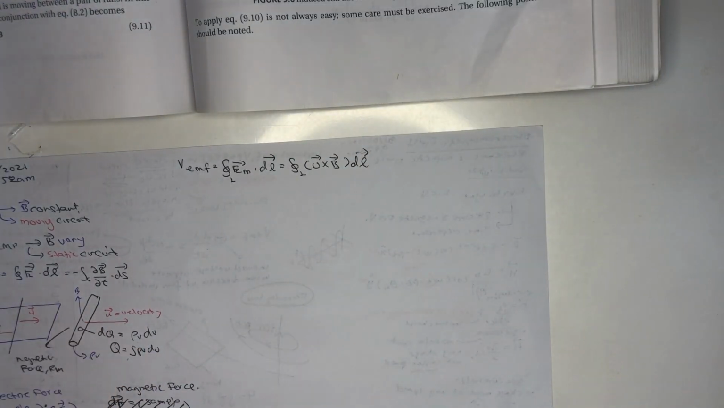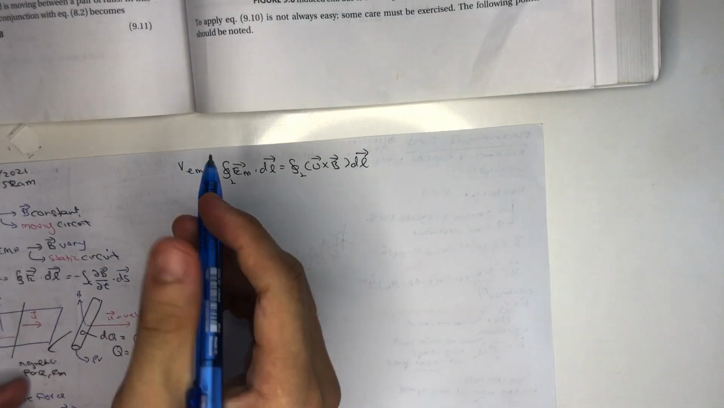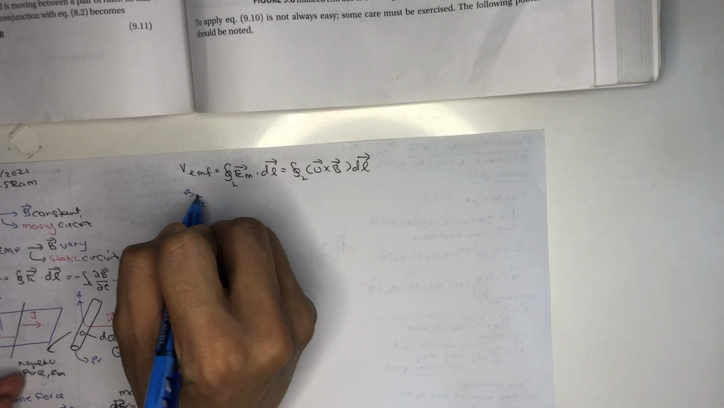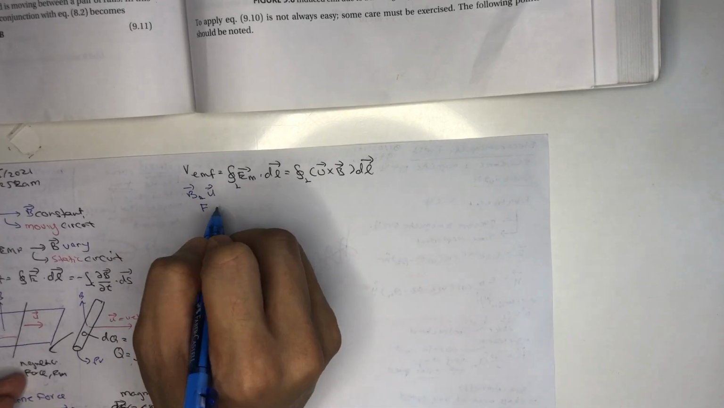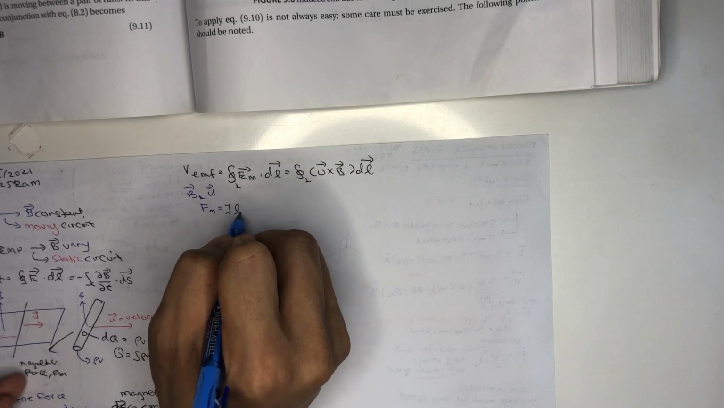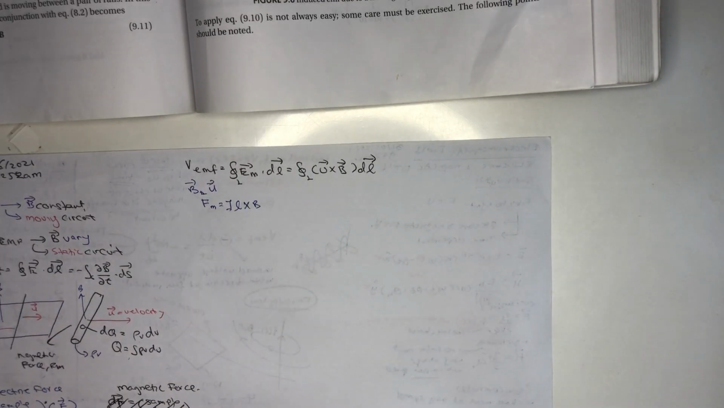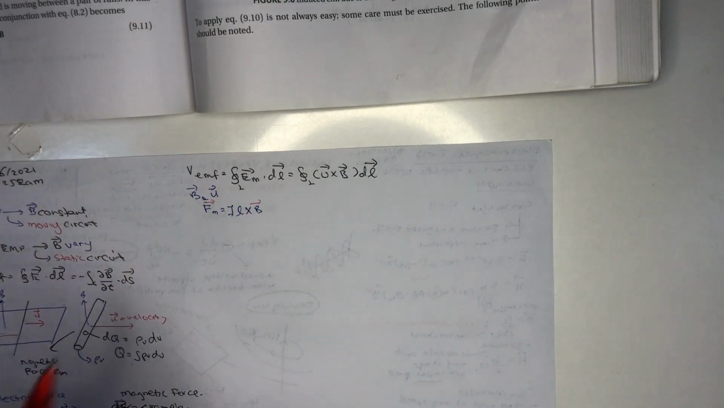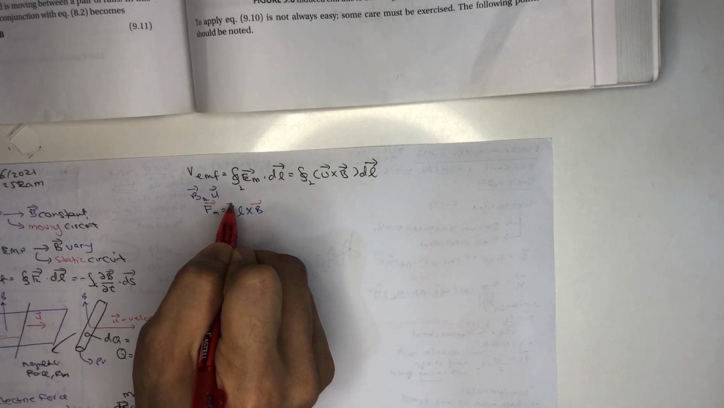So the equation can be varied, because in some cases where B is perpendicular with U, you can have Fm equals to I L cross B. Of course, this is a vector, and this one is also a vector.